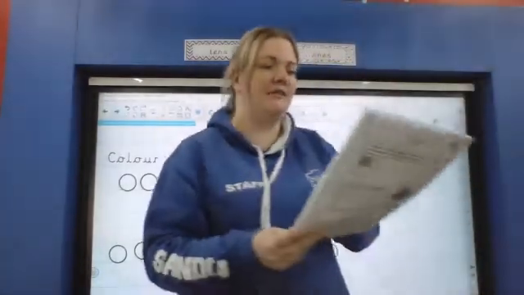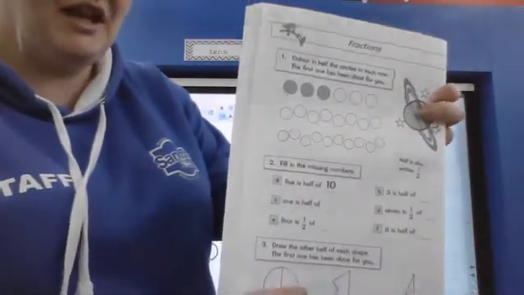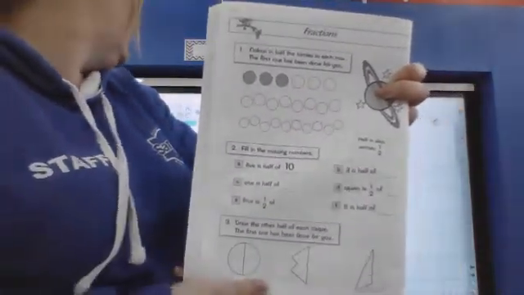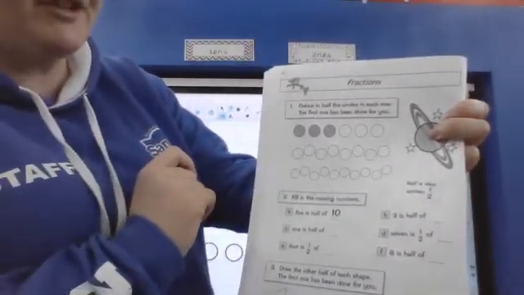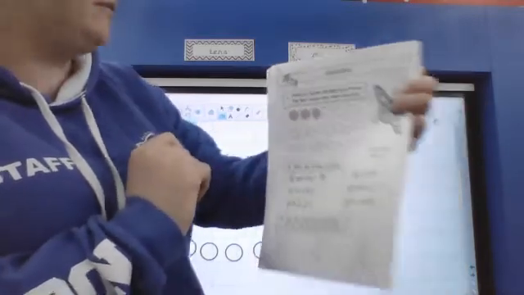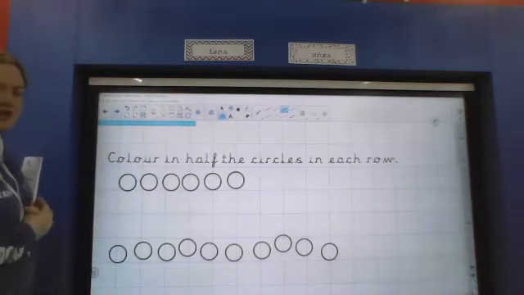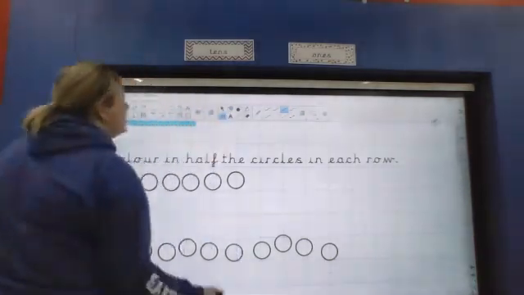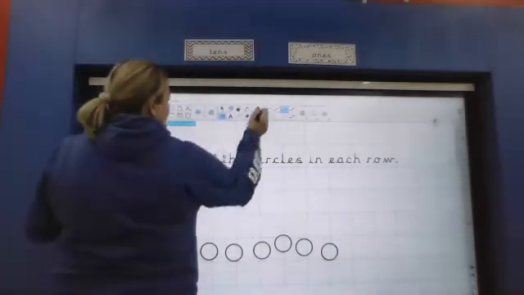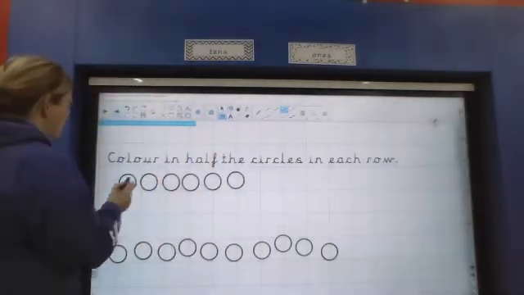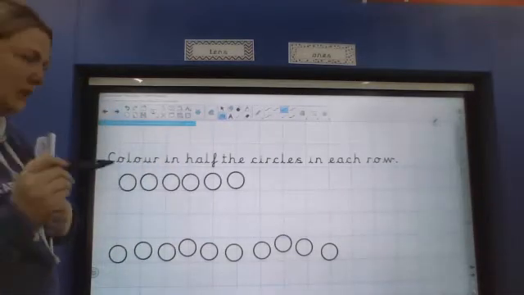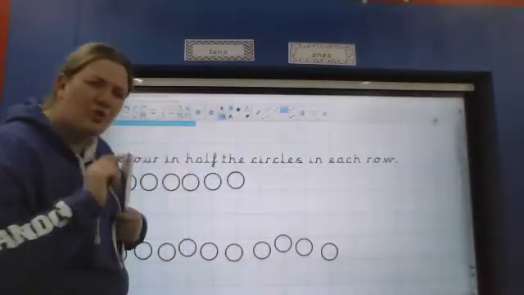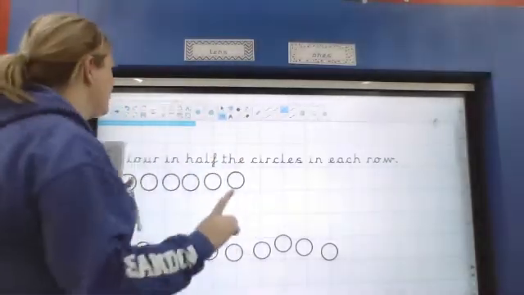So today we are looking at fractions again, and we're looking at halving again, okay? So finding half of a number. Number 1 on page 22 says colour in half of the circles in each row. The first one has been done for you. So Mrs. O'Keefe has got her circles here. The first thing I need to do is halve it. But before I can do that, I need to know how many circles there are. So we've got 1, 2, 3, 4, 5, 6. Okay. I'm not sure what half of 6 is.